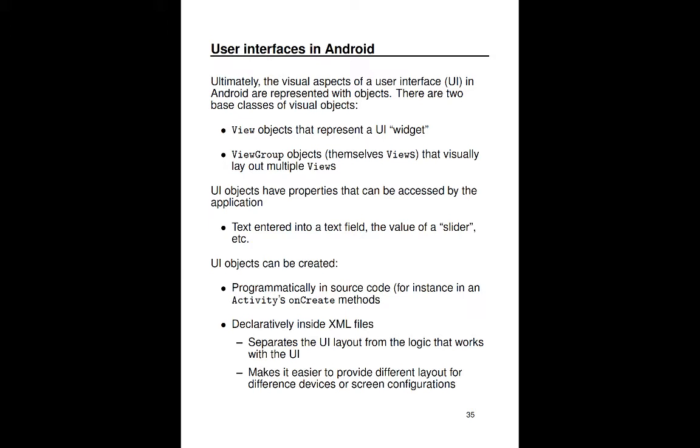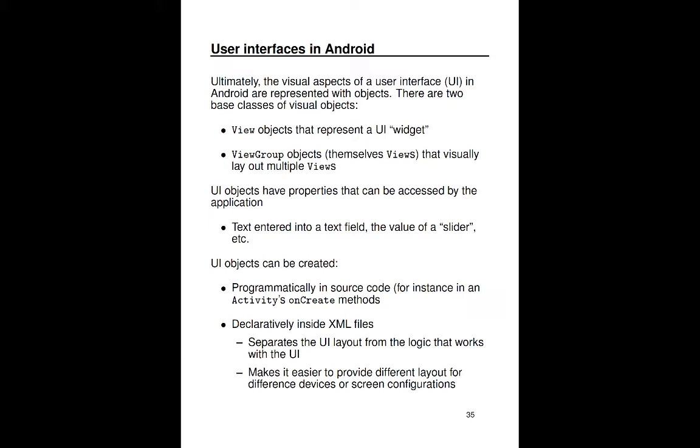There's a class called View that represents a UI widget. This is something the user can interact with and see, things like buttons and text fields. And there's a special kind of view called a view group. This is a view that is actually made up of multiple view objects that are responsible for laying out those child views. So a view group will do things like arrange the objects horizontally next to each other.